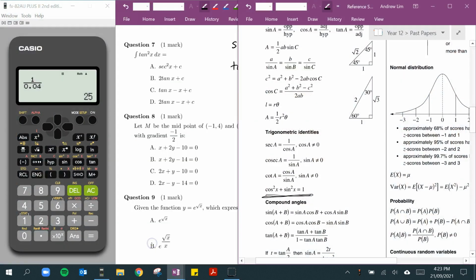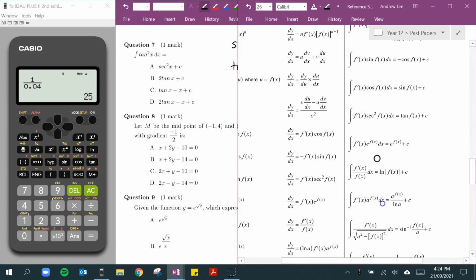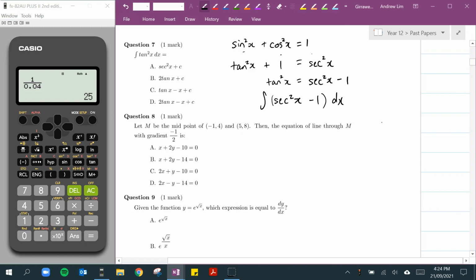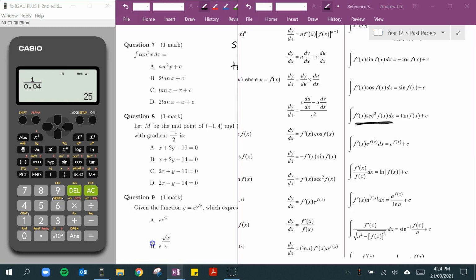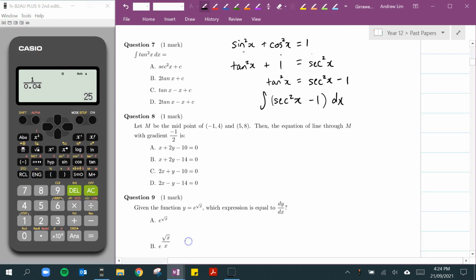If I look at my reference sheet, we can integrate sec squared x, but we can't integrate tan squared x. It's not here. So let's integrate this. When we integrate sec squared x, what do we get? We get tan of f of x plus c. So we're going to get tan of x, minus x, and then plus c. So the answer here is c.